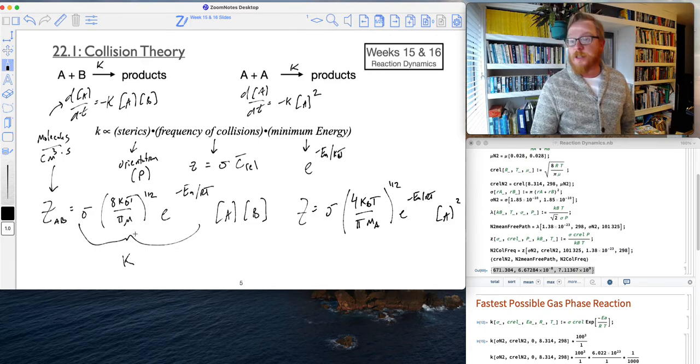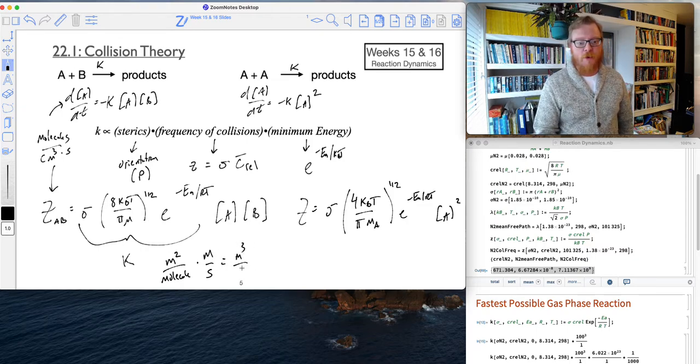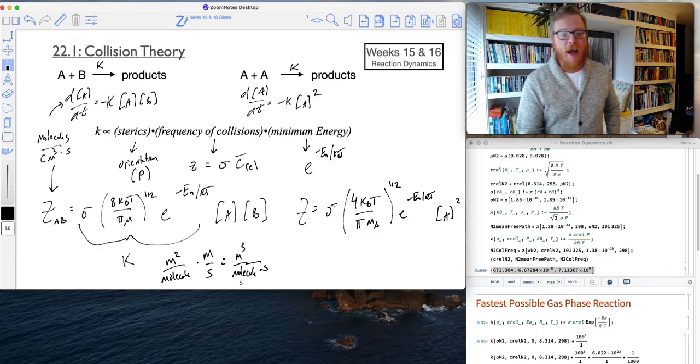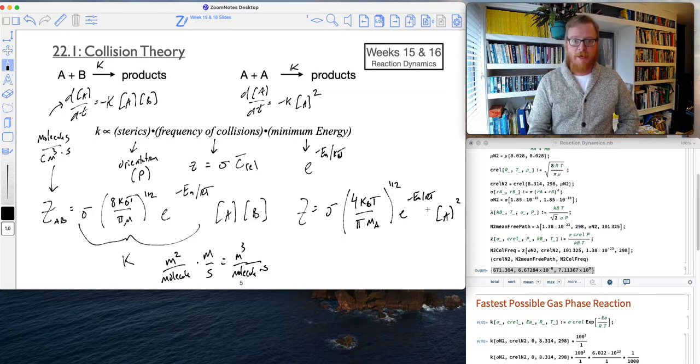If we think about these units for a minute, we know our cross section is in meters squared per molecule, and our relative speed is in meters per second. So that gives us meters cubed per molecule per second, which is the units of a second order rate constant. Then when we multiply this through by the concentrations, molecules squared per meter to the 6th power, we get our proper units for rate.